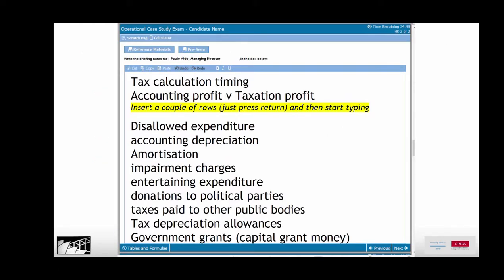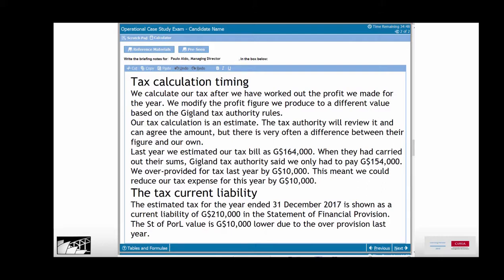So here we then start to insert the rows into our answer so that we're able to demonstrate our knowledge. And we now start to fill in the detail. Can you see these short paragraphs? We calculate our tax after we've worked out the profit we made for the year. We modify the profit figure that we produce to a different value. So we're going from an accounting profit to a taxation profit to produce a different value based on the Gigland Tax Authority rules. Our tax calculation is an estimate.